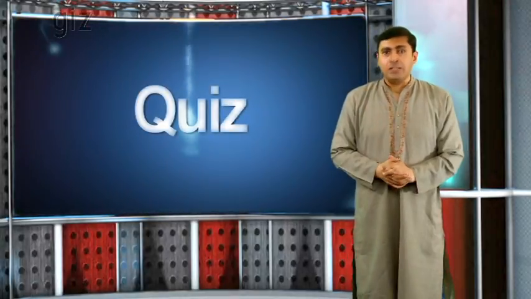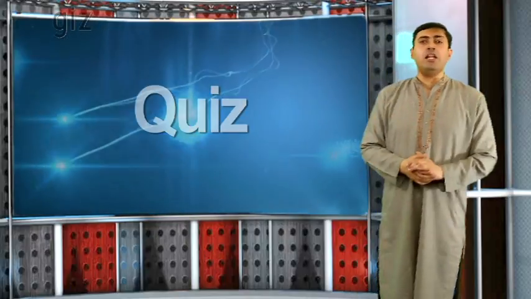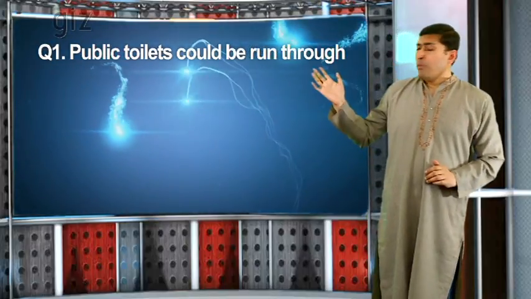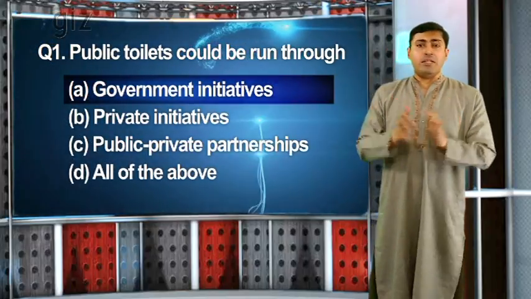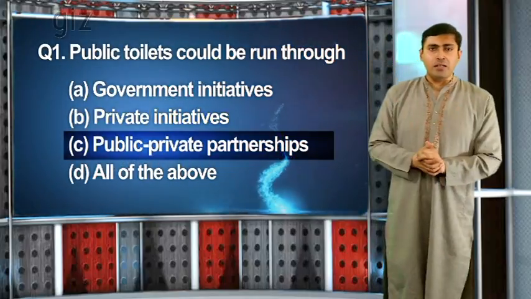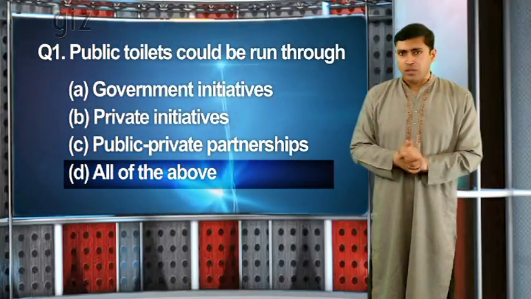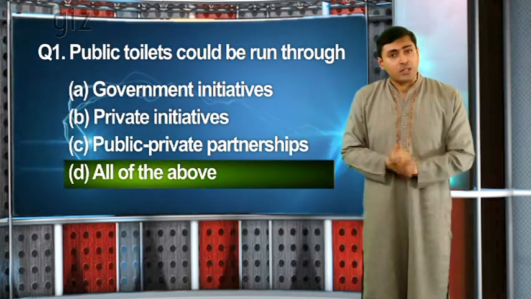We have now reached the final part of this training video. No credits for guessing that it's time for the quiz. Are you ready for the challenge? Okay, let's go. Here's the first question for you. Public toilets could be run through option A, government initiatives, option B, private initiatives, option C, public-private partnerships, option D, all of the above. What did you just say? Did you say D? Well, that's the correct answer.